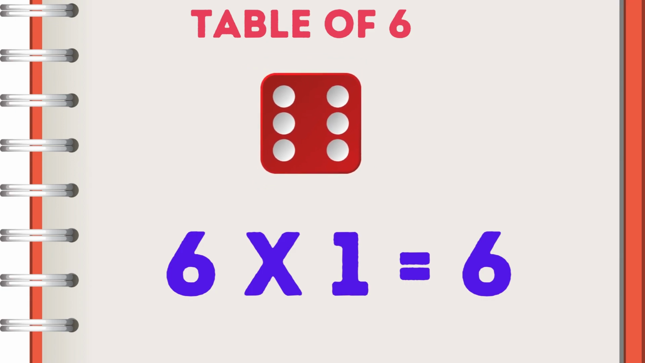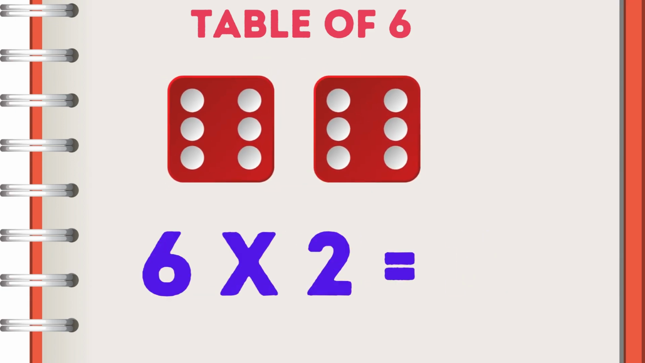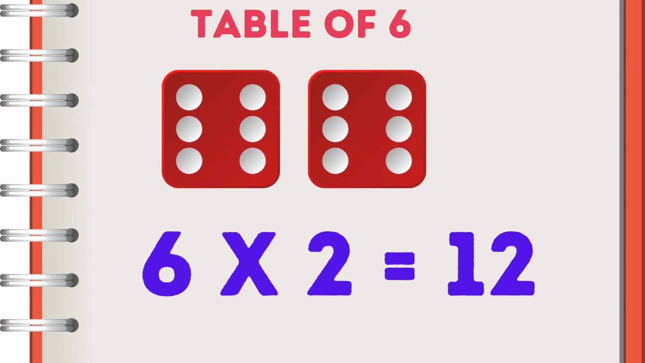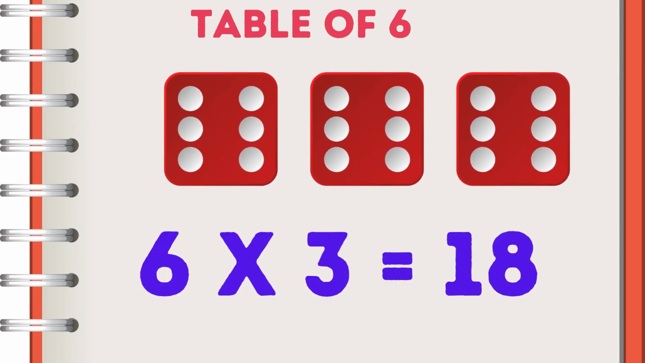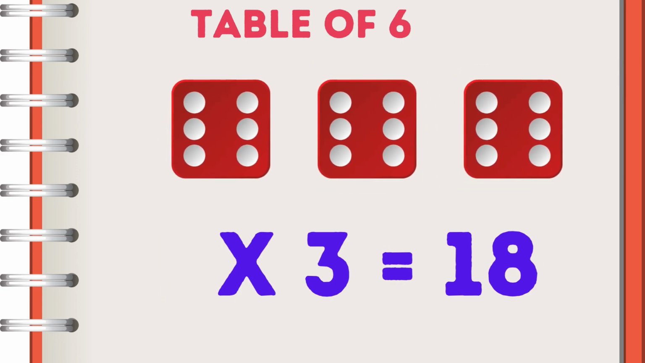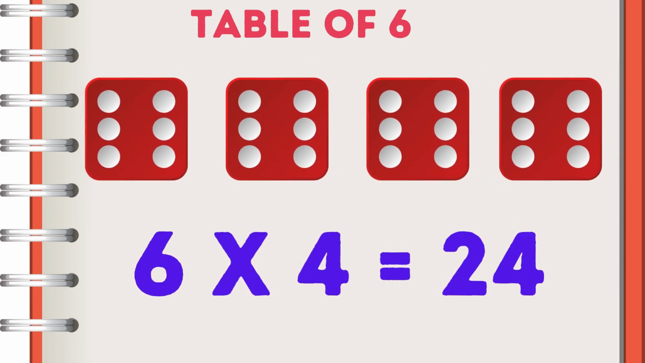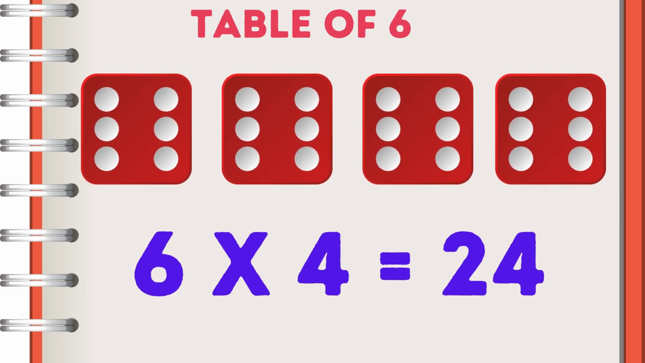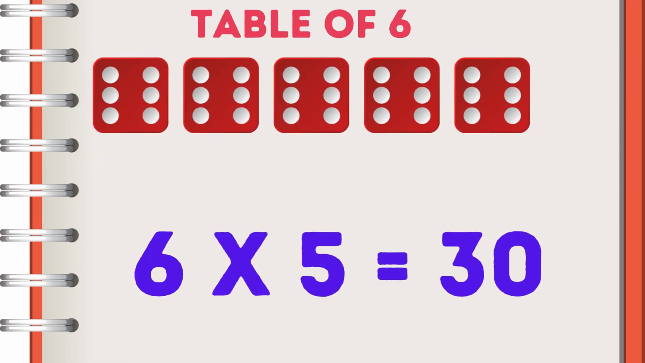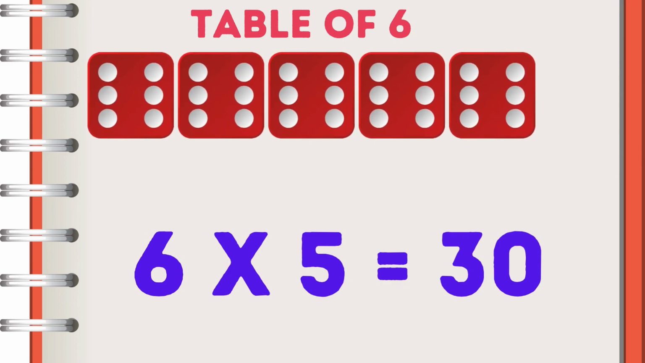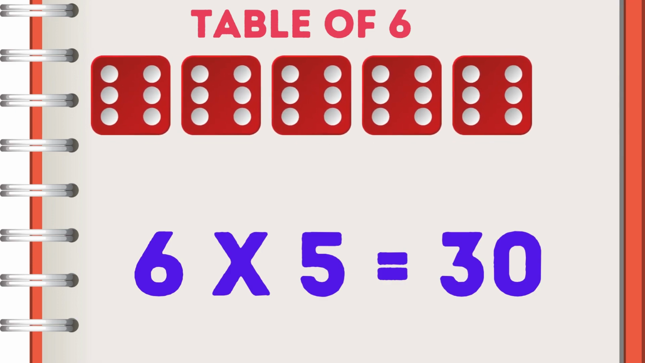6 times 1 is 6. 6, 12. 6 times 2 is 12. 6, 12, 18. 6 times 3 is 18. 6, 12, 18, 24. 6 times 4 is 24. 6, 12, 18, 24, 30. 6 times 5 is 30.